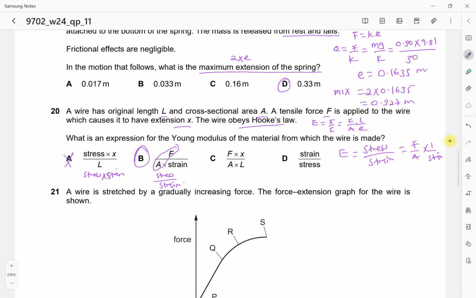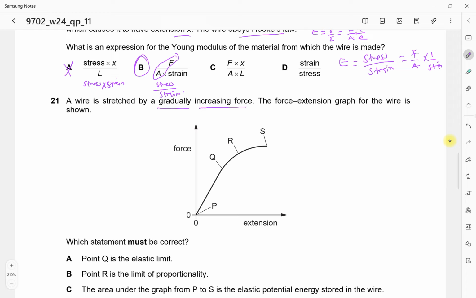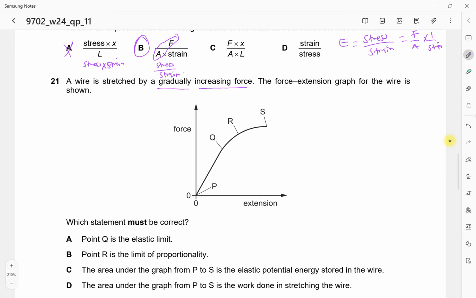A wire is stretched by a gradually increasing force. The force extension graph for the wire is shown. Which statement must be correct? Point Q is the elastic limit. The elastic limit is normally slightly beyond where the straight line is. R is most likely going to be the elastic limit, slightly beyond. So this one is not true.